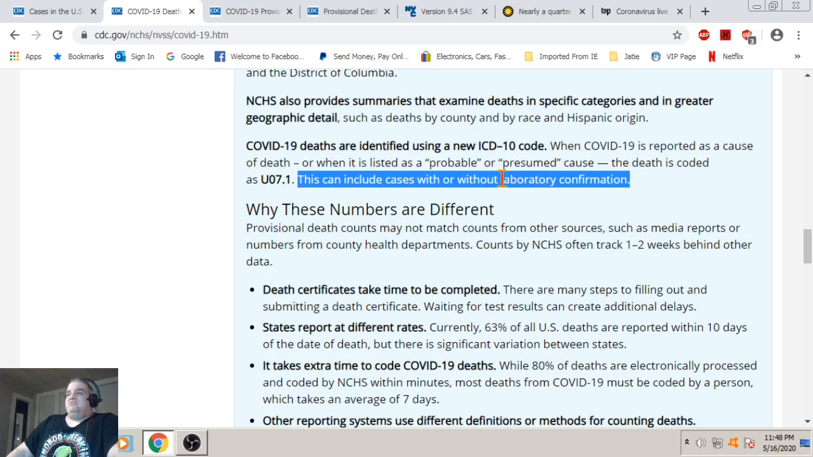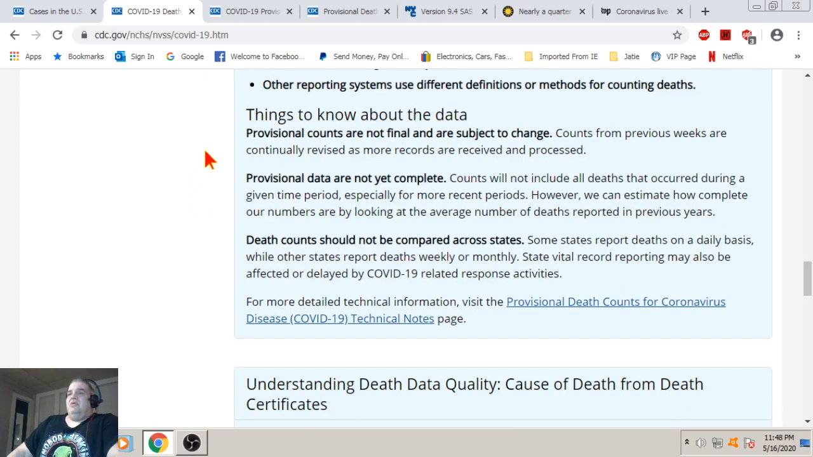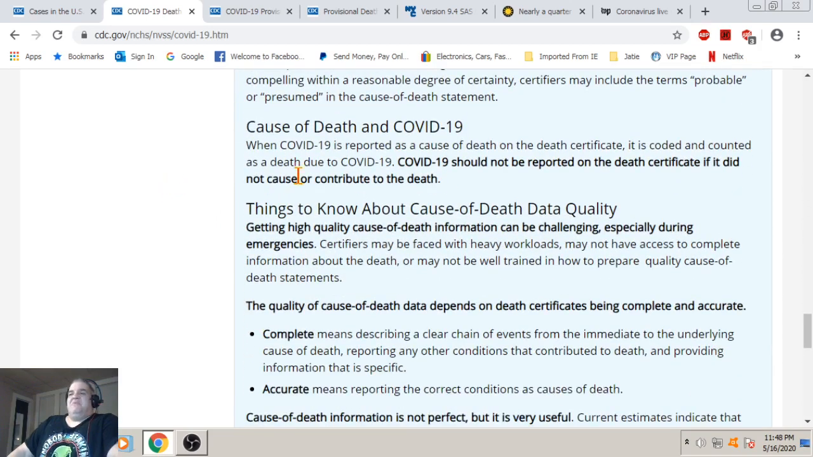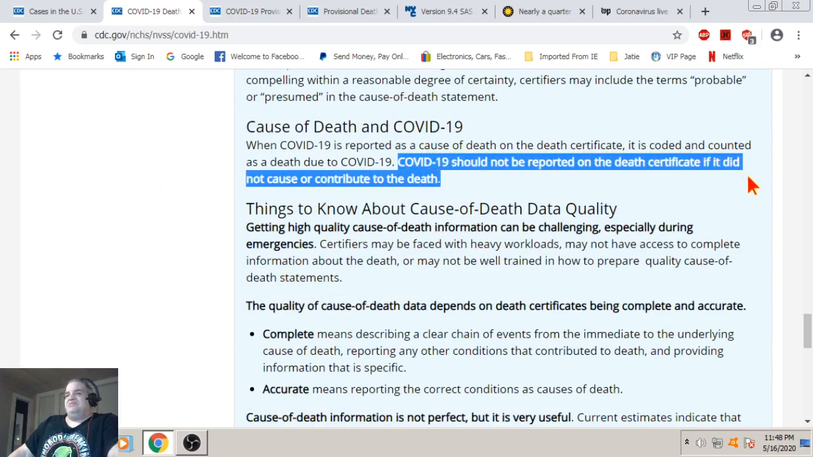Now check this out down below about how to understand cause of deaths from death certificates. How does a death certificate work? And in bold lettering, check this out. COVID-19 should not be reported on death certificates if it did not cause or contribute to the death.